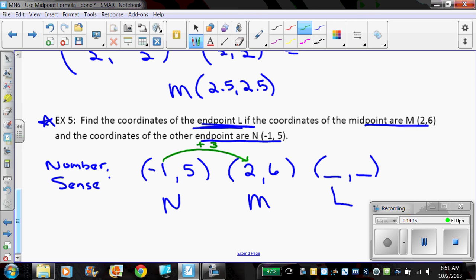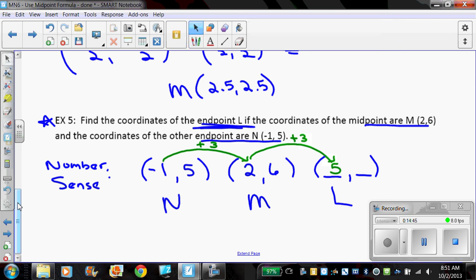Well, if that's the middle point, then to get to this next endpoint, to make sure that these are equal in length, you'd want to add 3 again. So you want to do whatever to the first to get to the second, and then do that again to get to the third. So -1 to 2, you add 3. So 2, if you add 3, will give you 5. So -1 to 2, 2 to 5. If you think about it, 2 is right in the middle of -1 and 5.